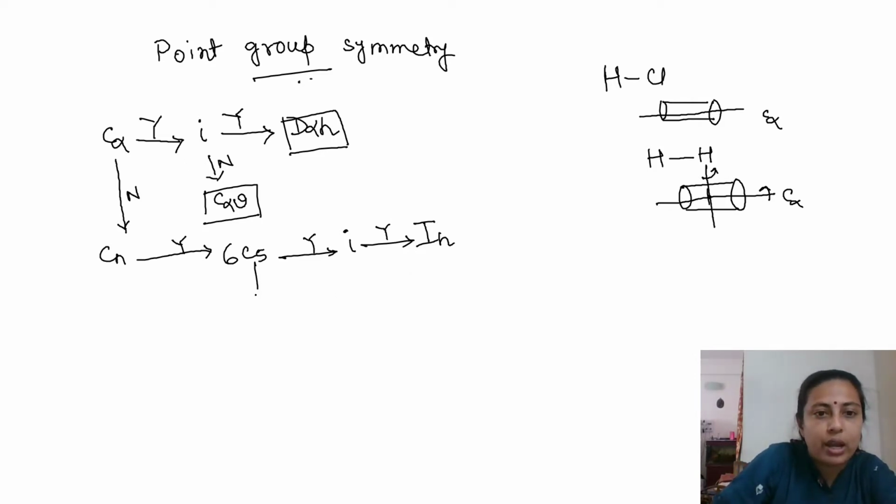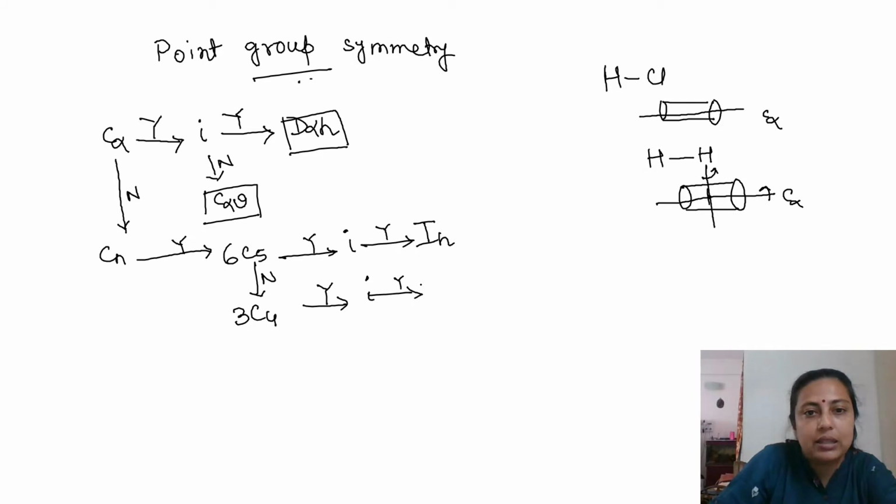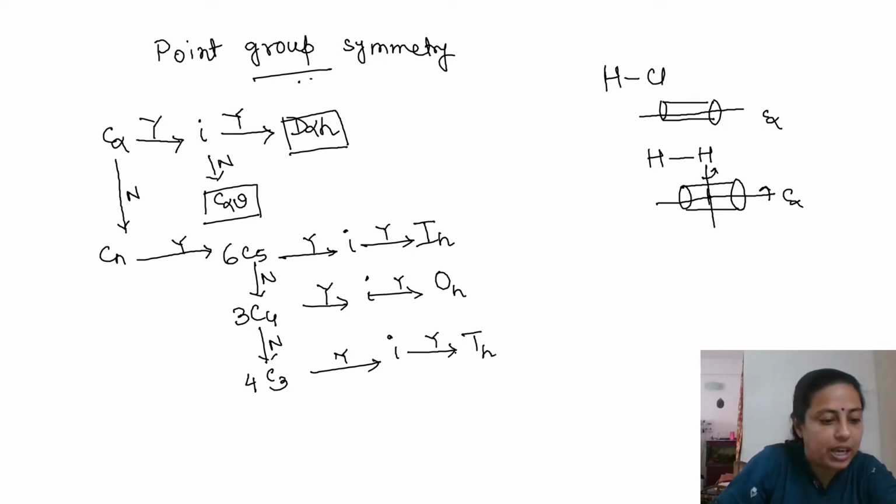If it does not have a C5, then find out whether it has 3C4 axes. If yes, find out whether it has I. If yes, then it will follow the octahedral point group. If no, again, if the Cn axis is there but C5 is not there and C4 is not there, find out whether it has C3, and that is also 4C3. If yes, find out whether it has an I. If yes, it can go to TH.